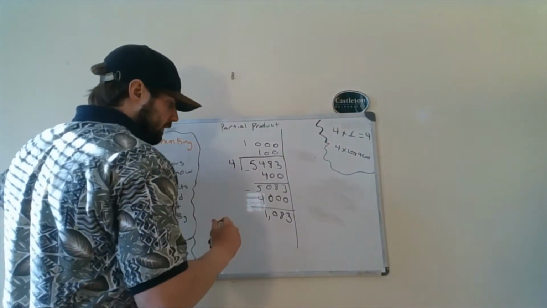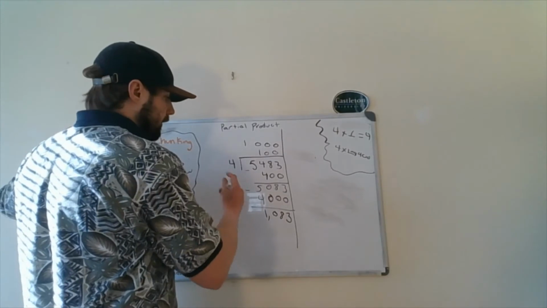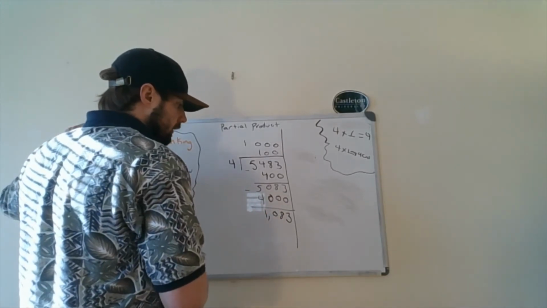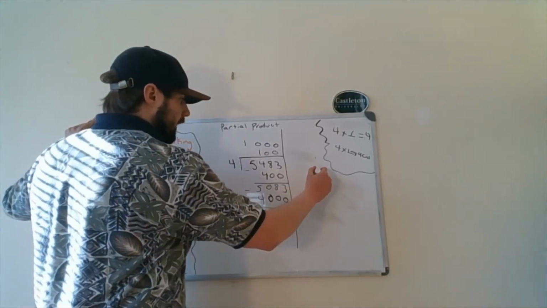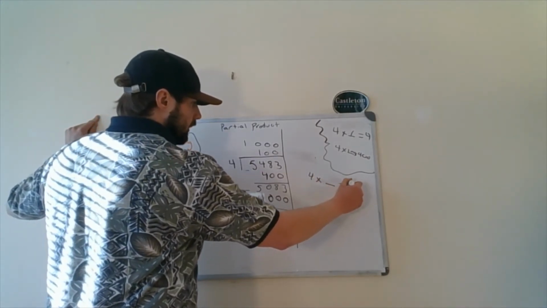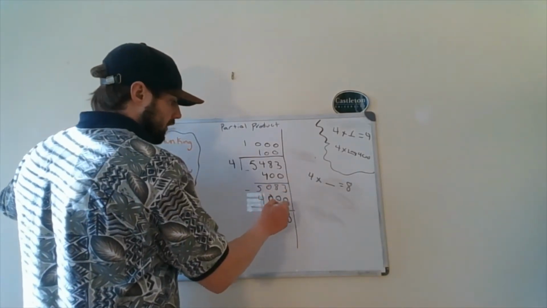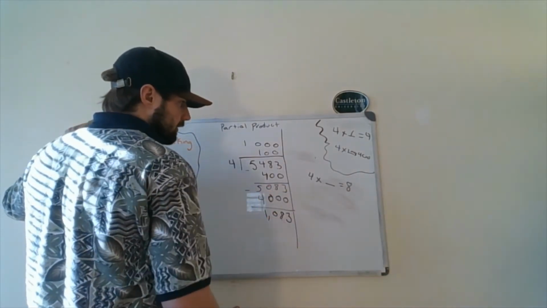See if there's any friendly ones here. Looks like an 8. I know that 4 can go into 8. How could I do that? So 4 times a number equals 8.